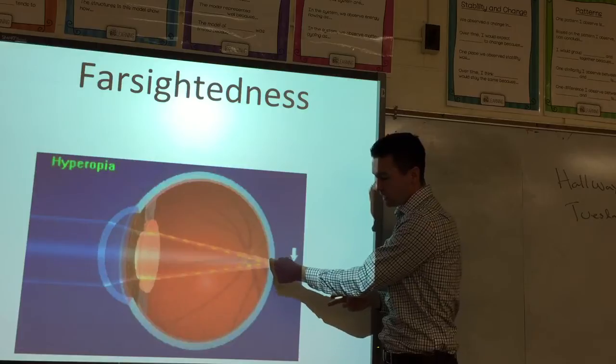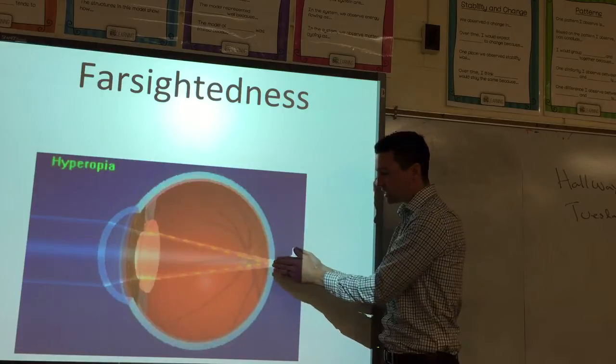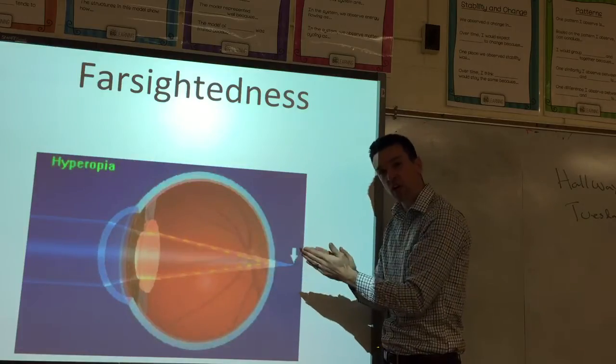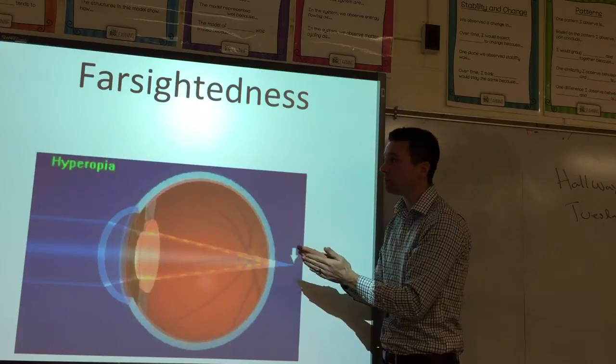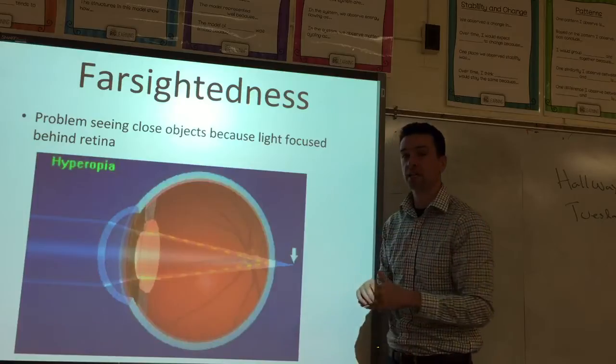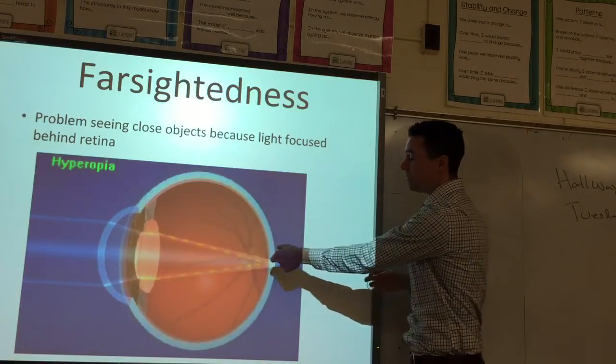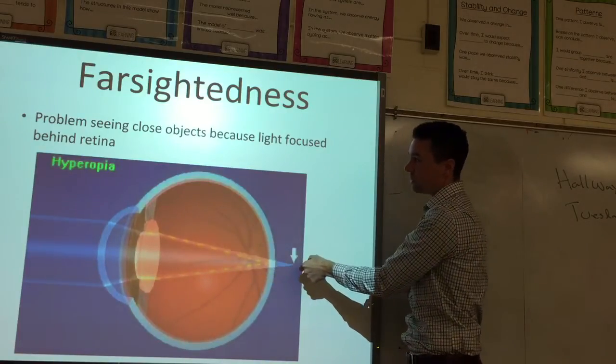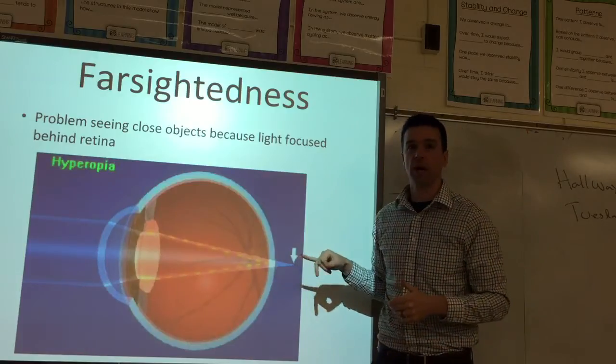So same idea, instead of it being really sharp when it hits the retina, the light rays are spread out. So again, it's fuzzy when you look at something. It's not so sharp. And so this is farsightedness. So it's basically the opposite. You can't see things that are close because when you do, it doesn't let you focus them right there, it focuses it back there. So it's because the light focuses behind the retina.